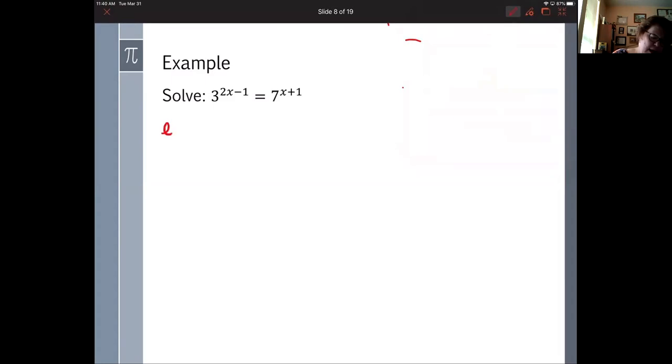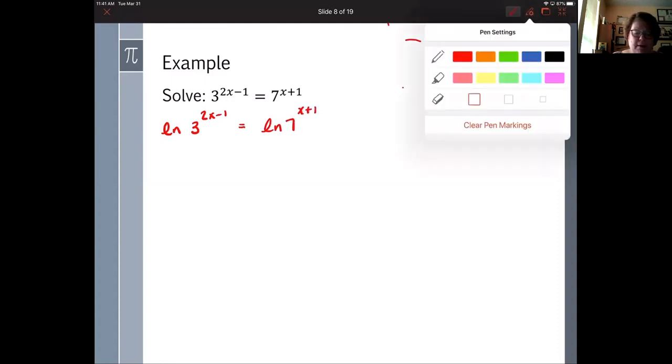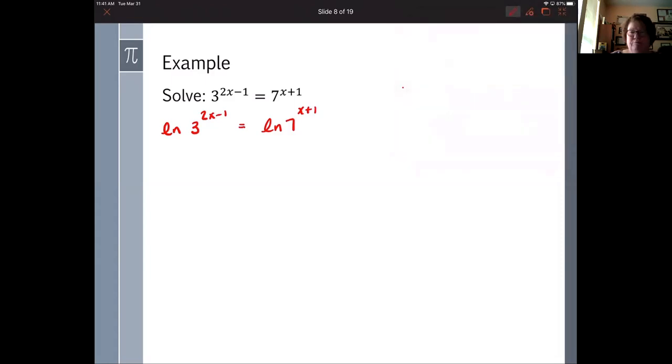All right, so we're going to take the natural log of 3 to the 2x minus 1, and we're going to take the natural log of 7 to the x plus 1. So when I take the natural log of both sides, I get some pretty interesting expressions.